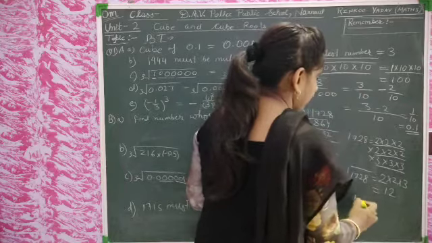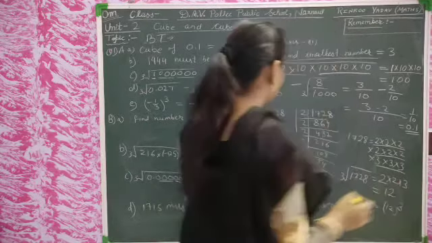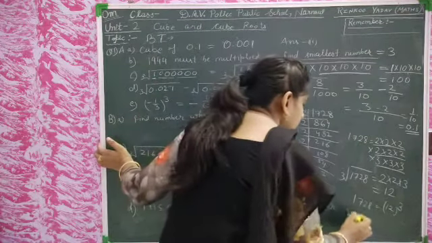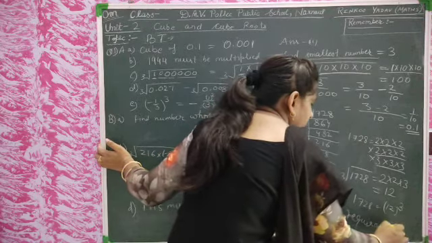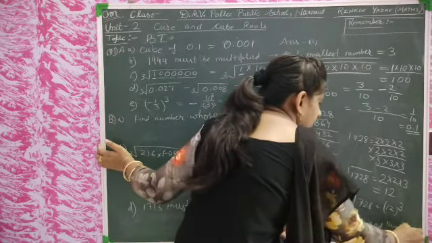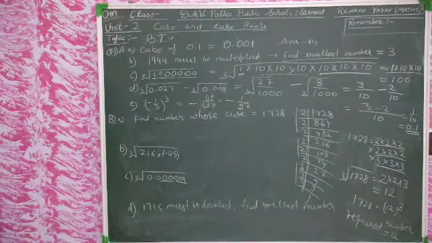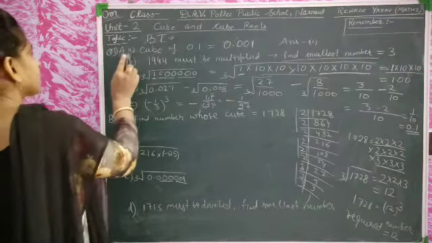So 1728 is equal to 12 cube. The required number is equal to 12. Is it clear, students? The required number is 12. Now we will do the next question.